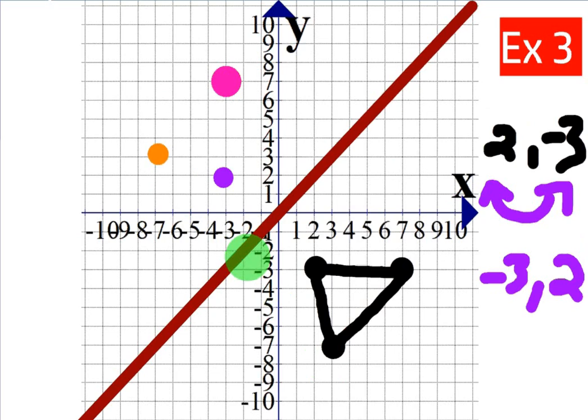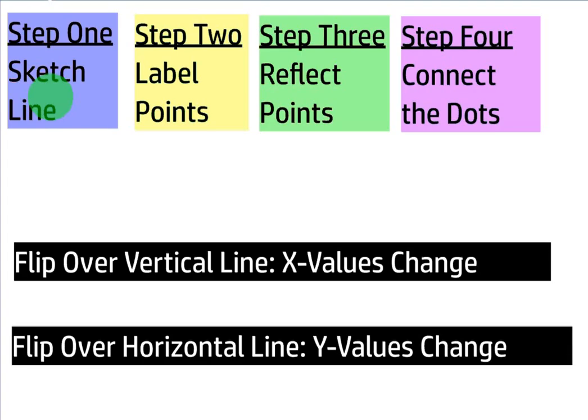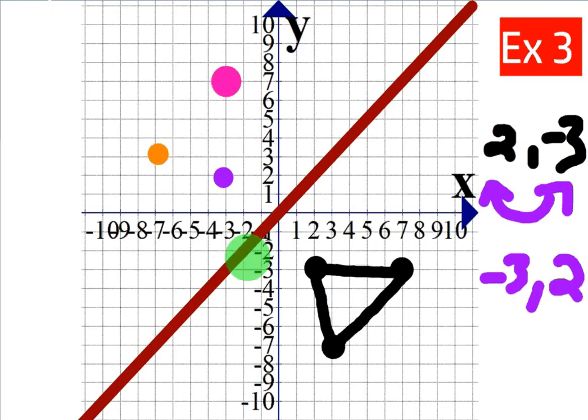And now that we've reflected all of our points for step 3, we're just going to connect the dots. Pretty simple. It's a triangle. It's hard to mess this one up. So when you connect these 3 points, it's going to look like this. I meant to use a different color. We'll do brown. Alright, and as you can see, you've just basically taken the original triangle and flipped it around this diagonal line to form your new triangle.